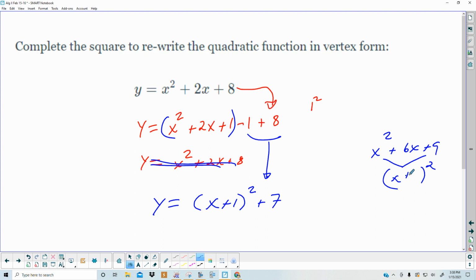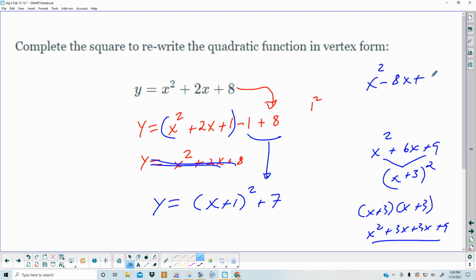Half the middle. If you need proof, x squared plus 3x plus 3x plus 9 is x squared plus 6x plus 9. Half the middle, boom, is there. Now x squared minus 8x plus 16. Half the middle. Let that sink in. It's just half the middle.